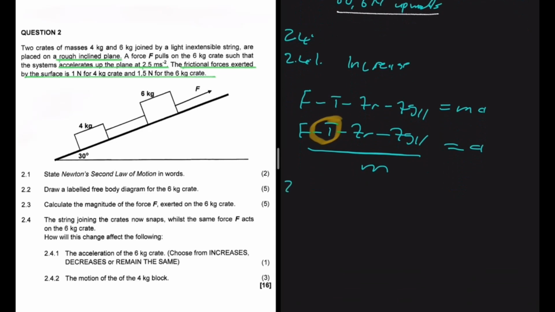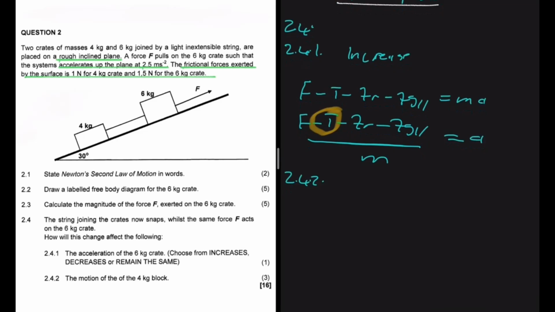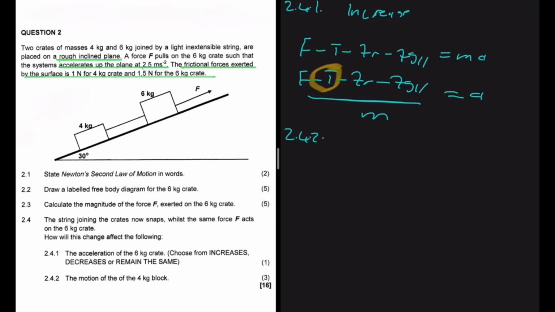And then now 2.4.2 says how will the change affect the following: the motion of the 4 kg block. Let's say at the time the string joining the 2 crates snaps, the 4 kg block has a velocity of, let's say, v is equal to 50 meters per second, right? So when the string snaps, that velocity is going to start decreasing because the 4 kg block is not being pulled up anymore. So it will decrease, and at some point it is going to reach 0, right? And then after it reaches 0, it's going to stop and then start sliding down.